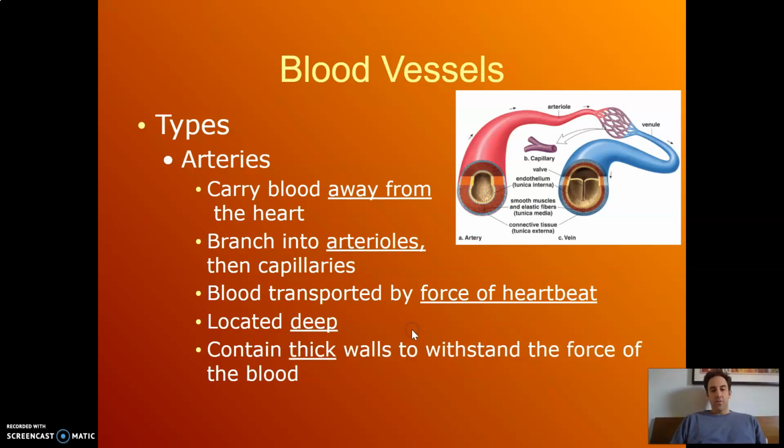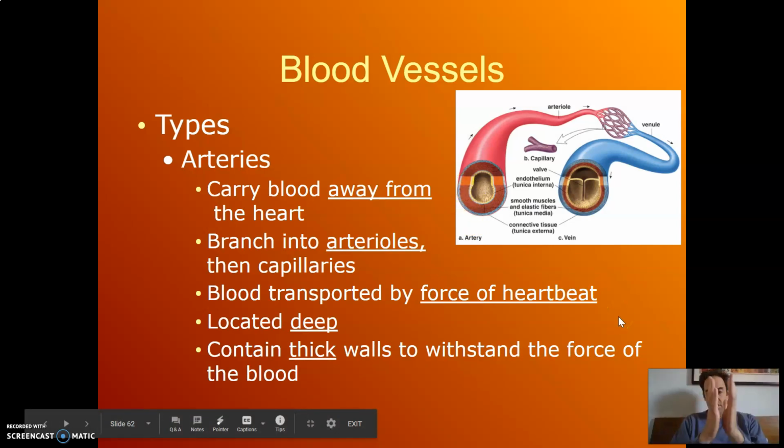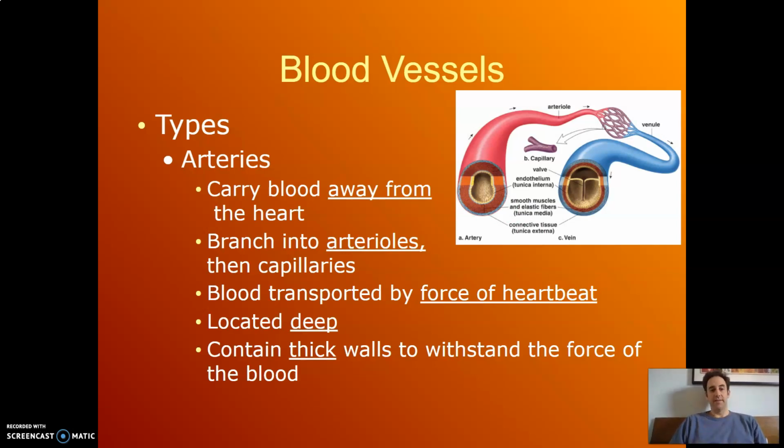Finally, they contain thick walls to withstand the force of the blood. So if you look at this muscular wall here, it's very thick because as the blood is going through, ba-boom, ba-boom, that thick wall helps them withstand the force of that. So I think I'm going to pause and then we'll start another screencast to continue with veins.